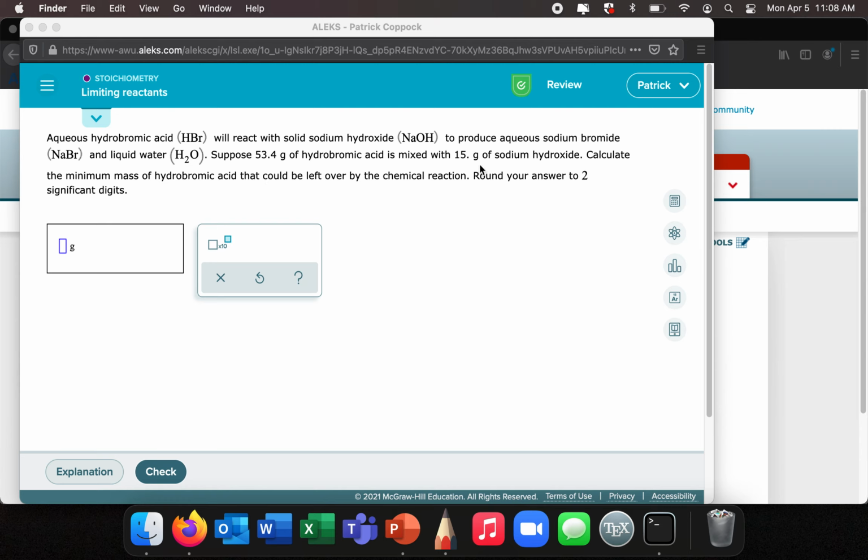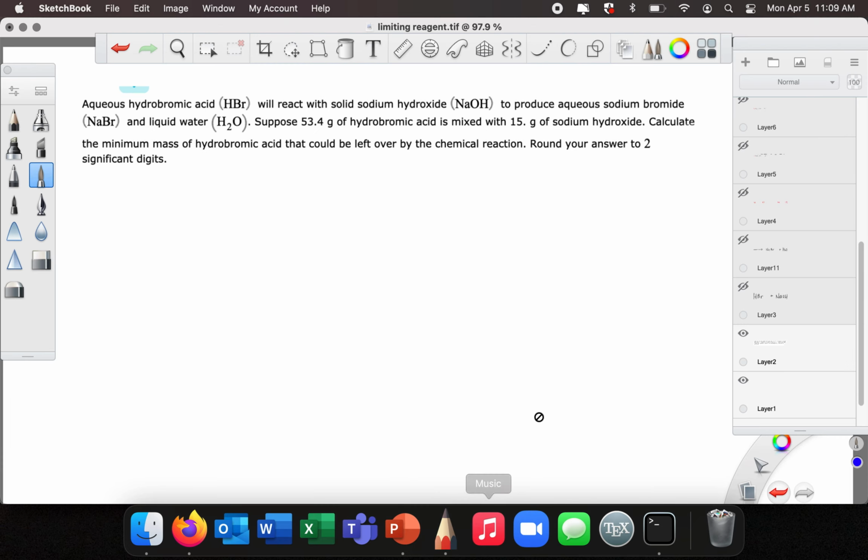All right, so we're given some masses here, and we're asked to calculate the minimum mass of HBr that's left over at the end of the reaction. And immediately my stress level goes up, right? There's a lot here. So I'm going to go over to my whiteboard, and I'm going to snapshot the question over here, right? Aqueous hydrobromic acid will react with sodium hydroxide. So I'm going to make those notes first, okay?